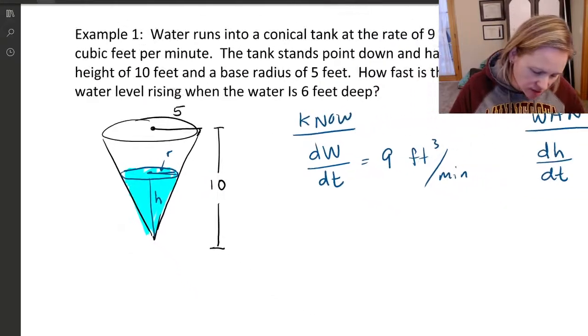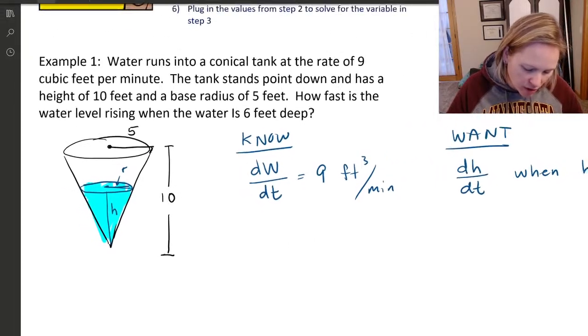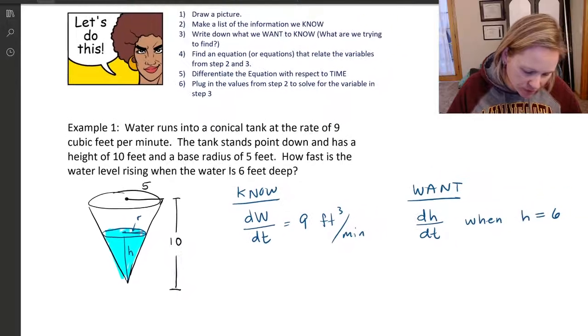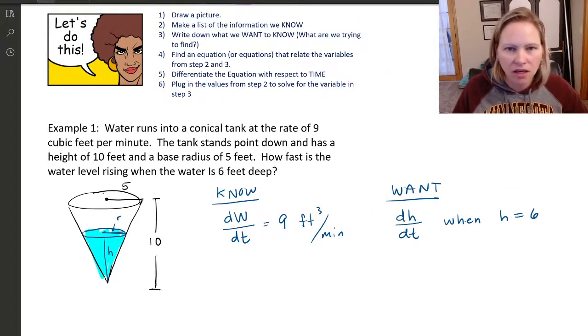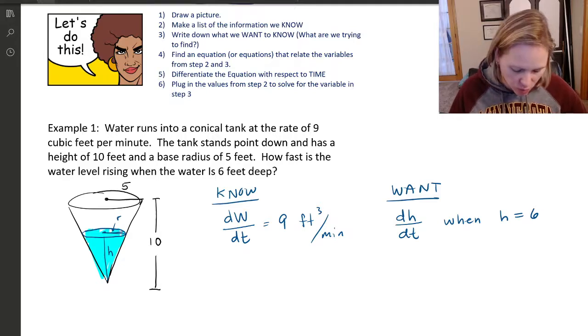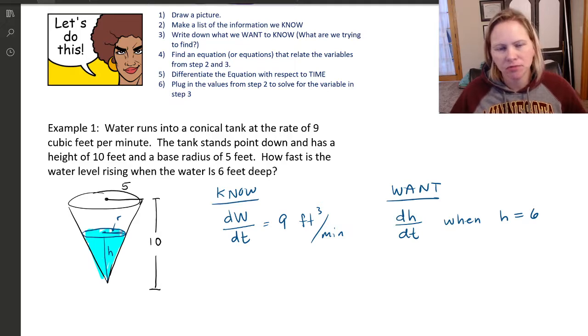So let's take a look at what we have. We know how fast the water's going in. We know the height and the radius of the tank. That's a constant. We know that the water level is changing. H and R are changing. We want to know dH/dt when H is 6. We know the water is going in at 9 cubic feet per minute. The one piece of information I don't have anything about is R.